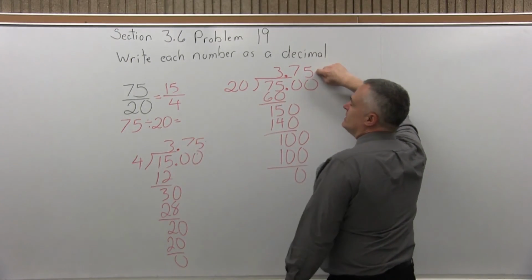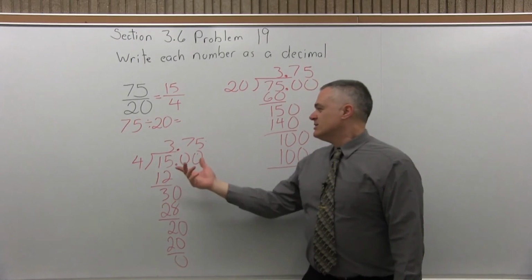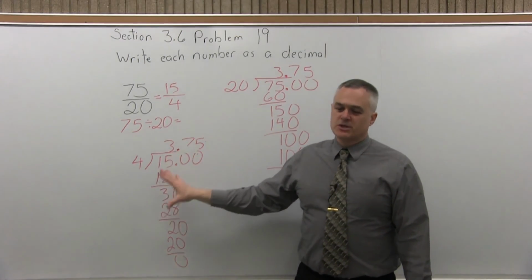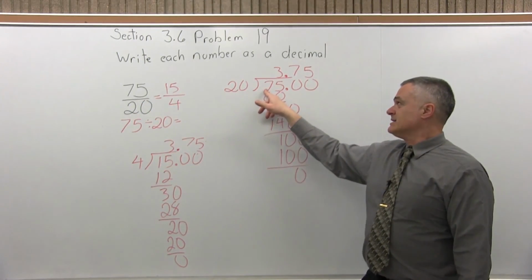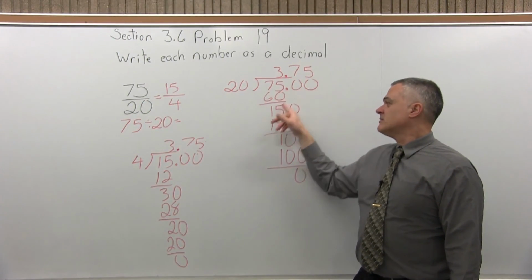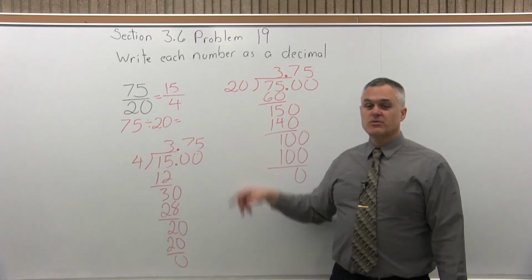3.75 either way. So if you notice that it reduces, you get to work with slightly smaller numbers, it'll be a little easier. If you don't notice that it reduces and you do it just as is, the number's a little bigger, but you get the same answer. Either way, 3.75.